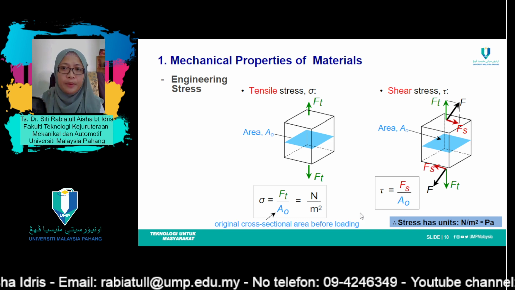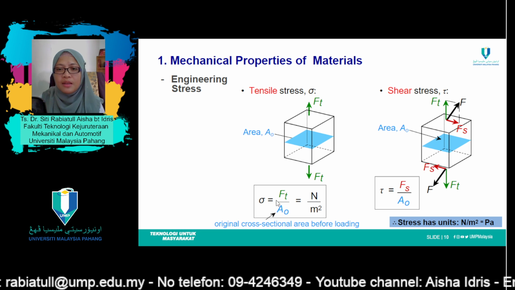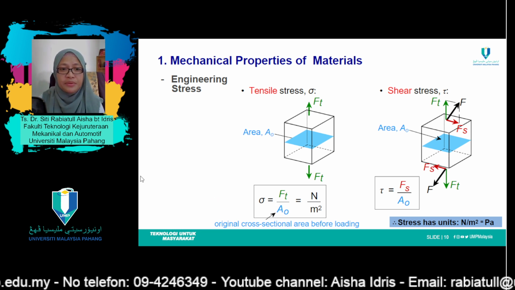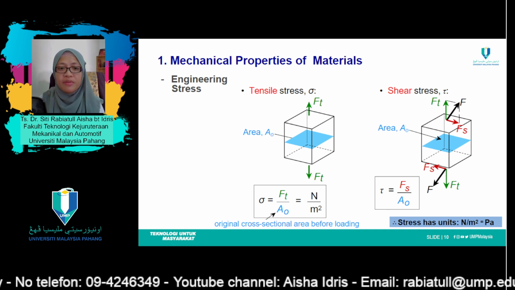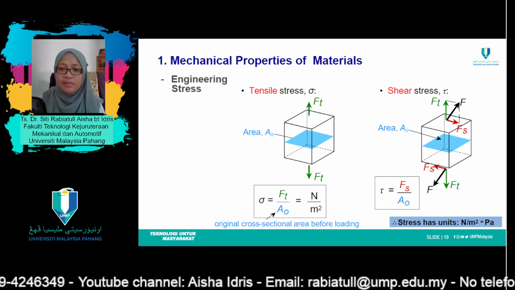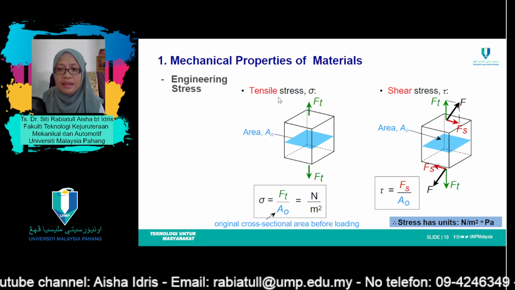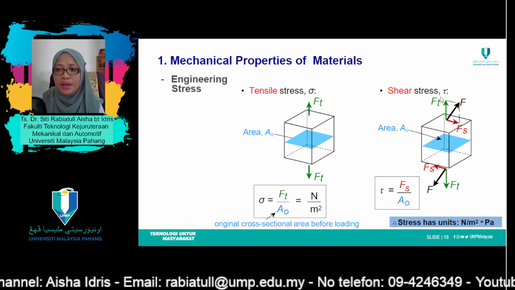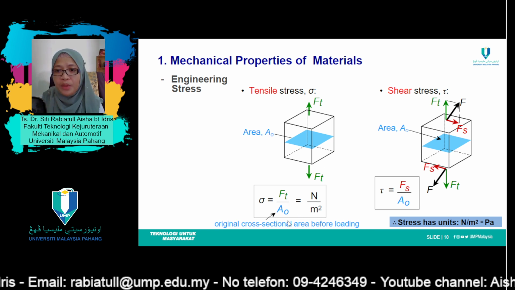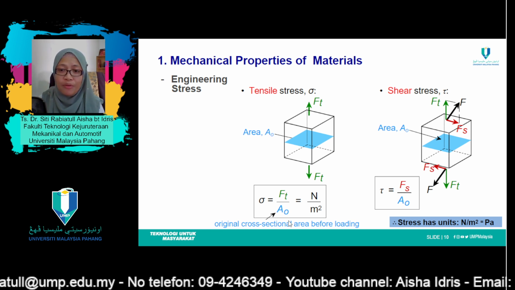In mechanical properties of materials, there is something that you need to know, which is known as engineering stress. Engineering stress is the applied load divided by the original cross-sectional area of a material, also known as nominal stress, and it can be divided into two, which are known as tensile stress sigma and shear stress tau. The formula is the same, which is force over area, F over A.